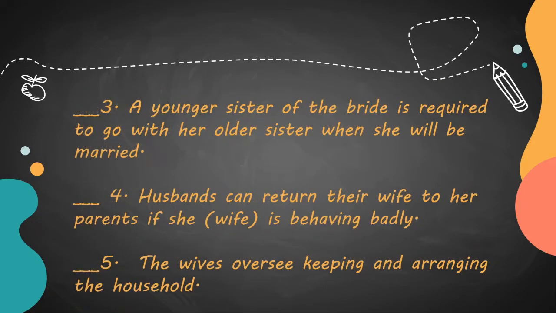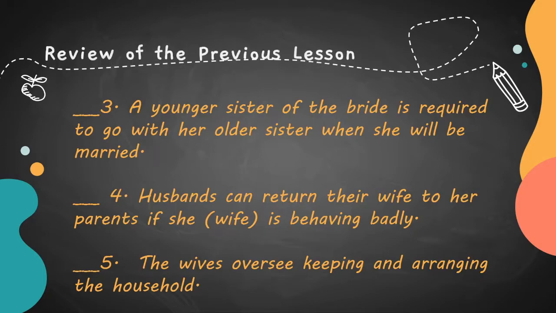Alright, we have number 3. A younger sister of the bride is required to go with her older sister when she will be married. Number 4. Husbands can return their wife to her parents if she, the wife, is behaving badly. Number 5. The wives oversee keeping and arranging the household. Write your answer. Finished? Let's proceed.